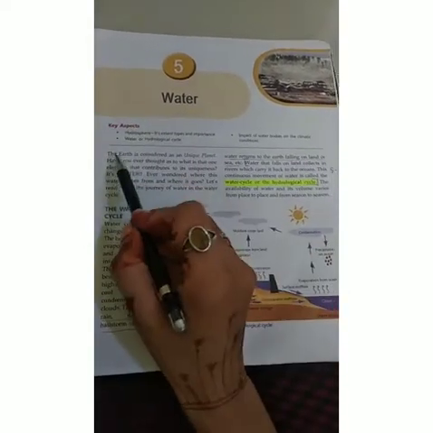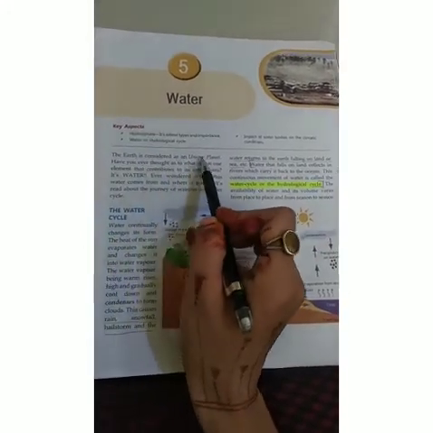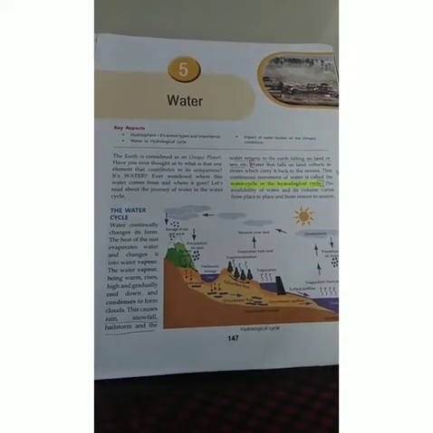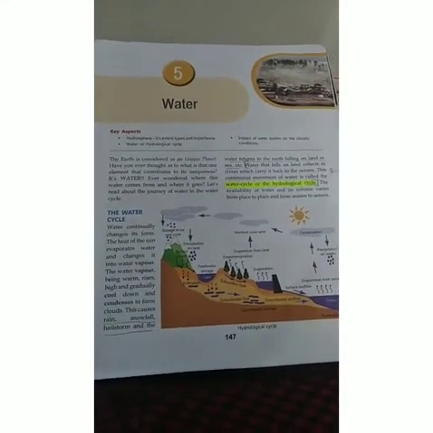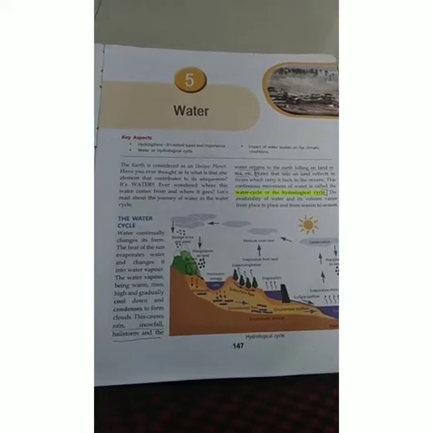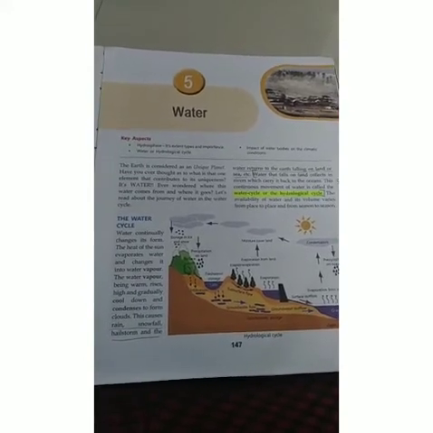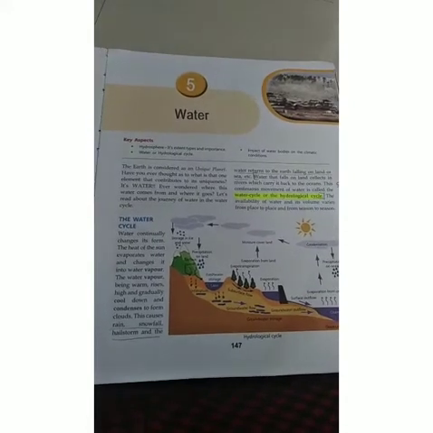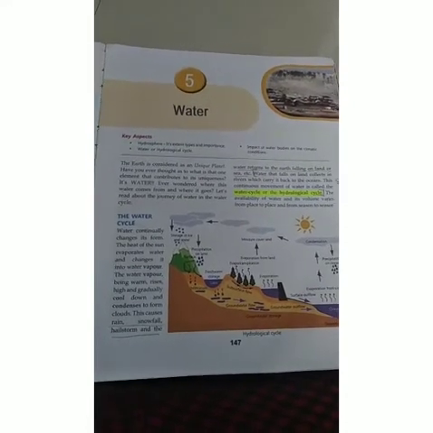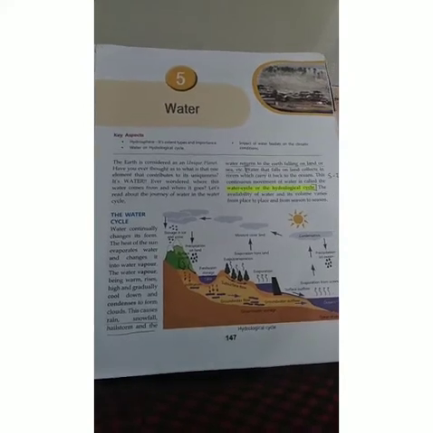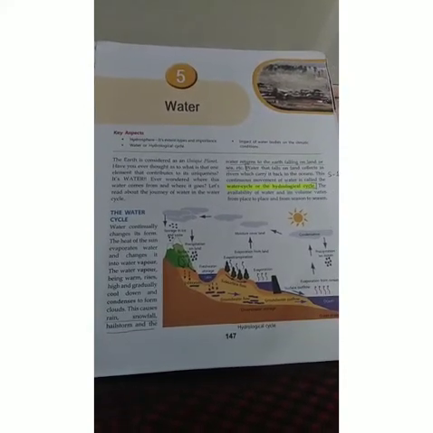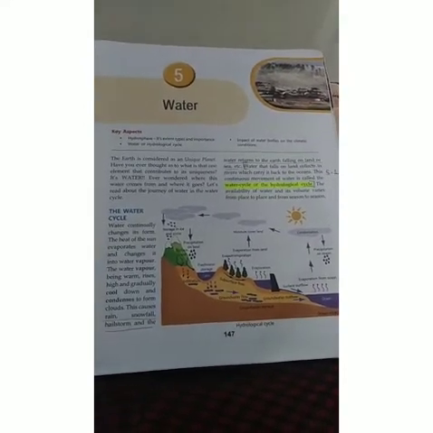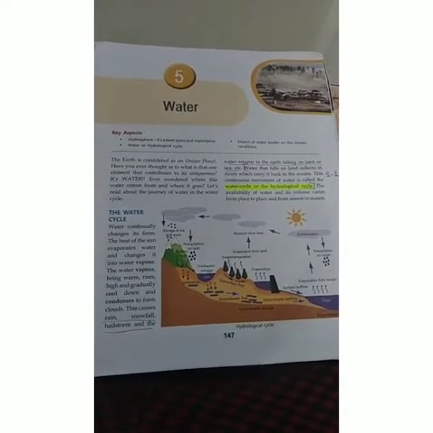The Earth is considered a unique planet. Why is the Earth known as a unique planet? Because life exists only in a narrow zone where land, air and water come in contact with each other. This domain is called the biosphere. Life exists only on the Earth, and that is why Earth is known as a unique planet.